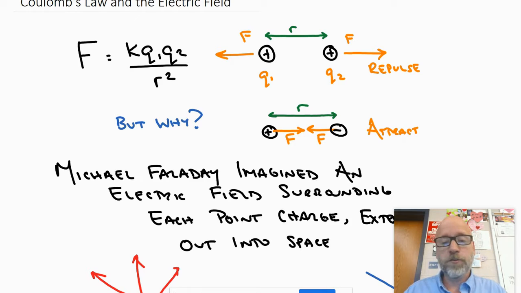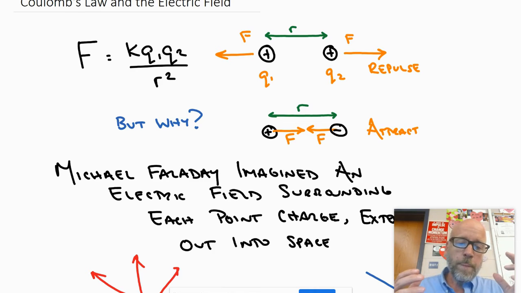Now, if we have two charges that are different, a positive and a negative, what happens? They attract. I'm pretty sure you've known that since third grade. Now, let's get a more advanced picture than that third grade model that you have in your mind.